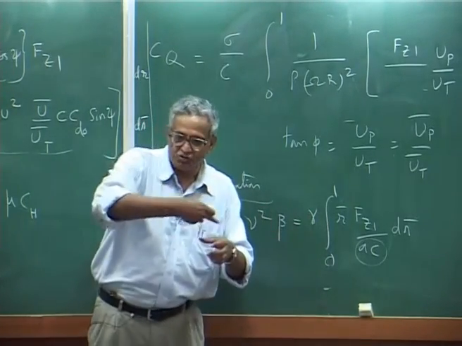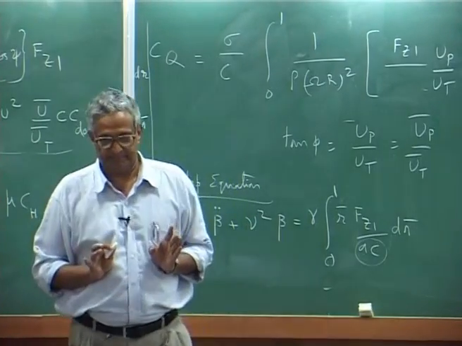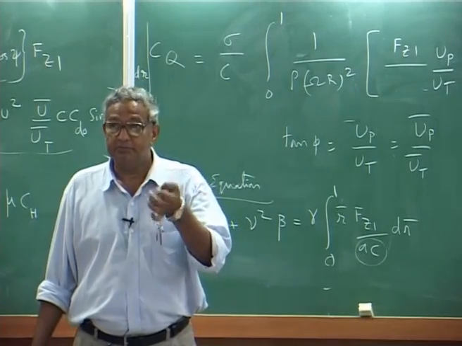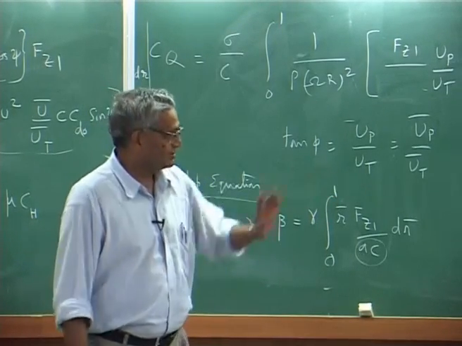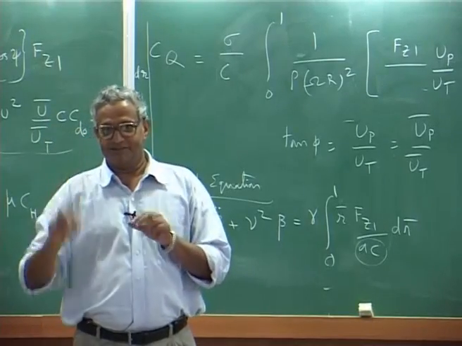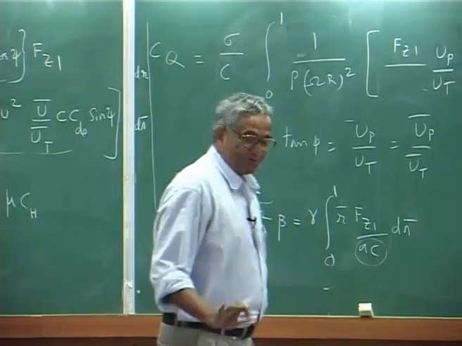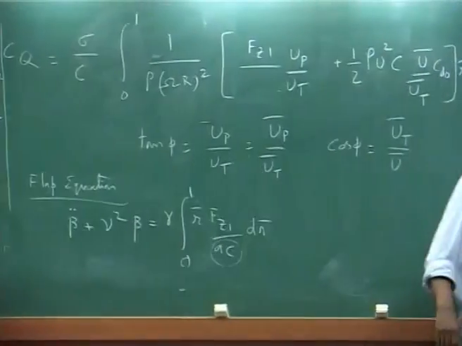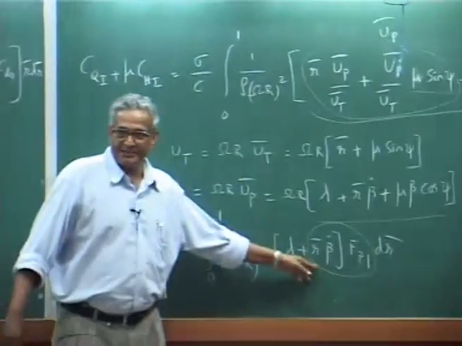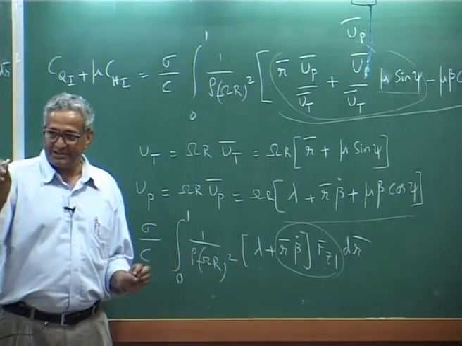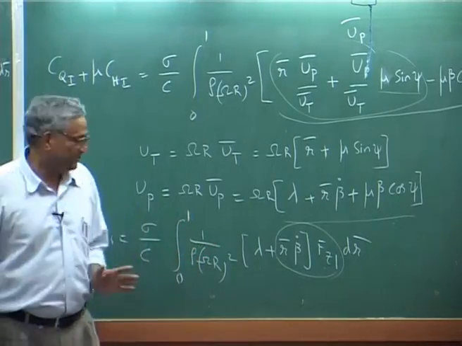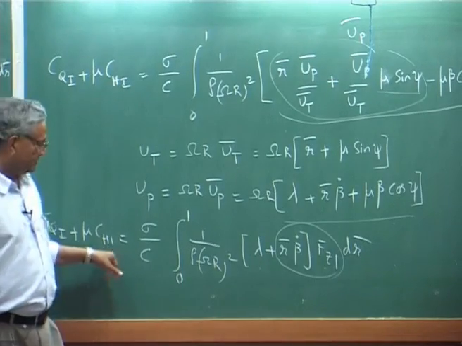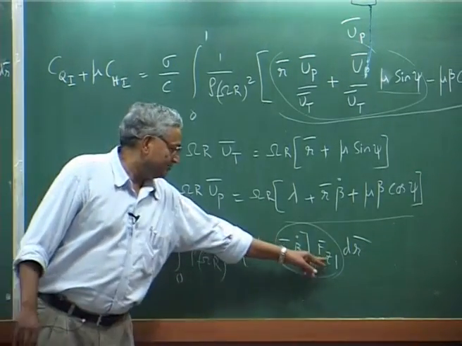When you do that, since you assume periodic motion, you will find that the total work done by this force in going around this is 0. Therefore, the proof, if you want, you have to substitute this here and then get it. I will show that that quantity has to be identically 0. So the CQI plus mu CHI will simply become lambda fz1 dr bar.